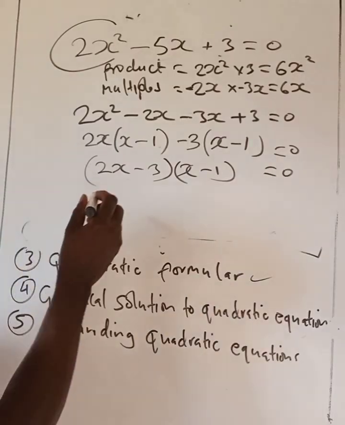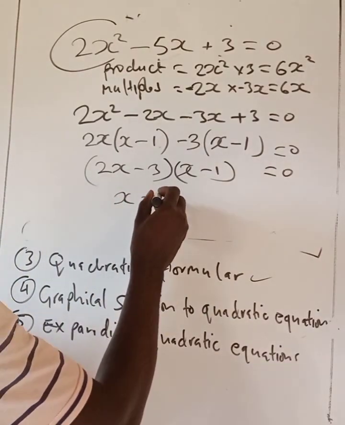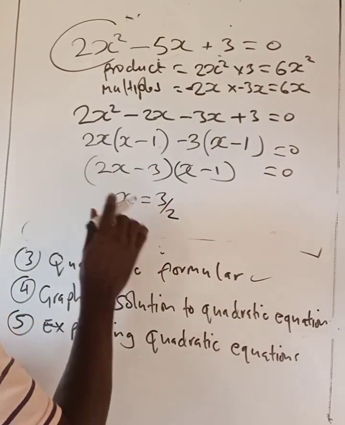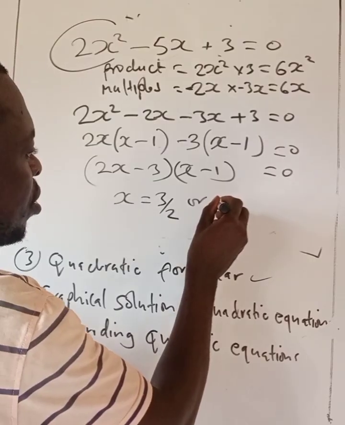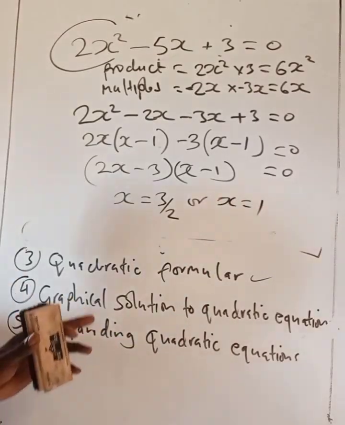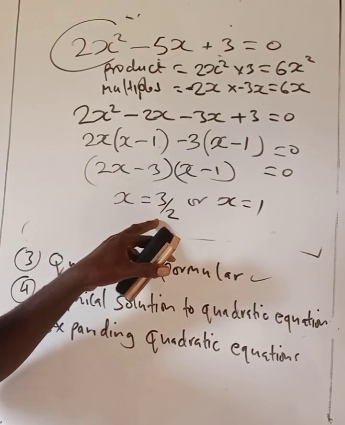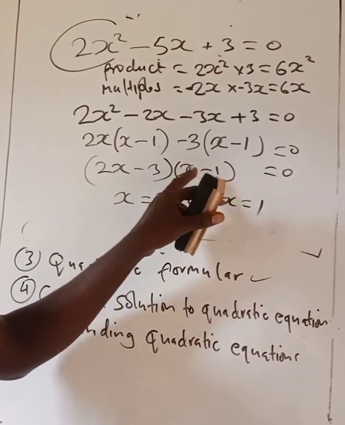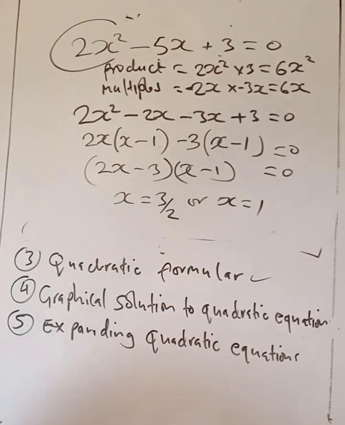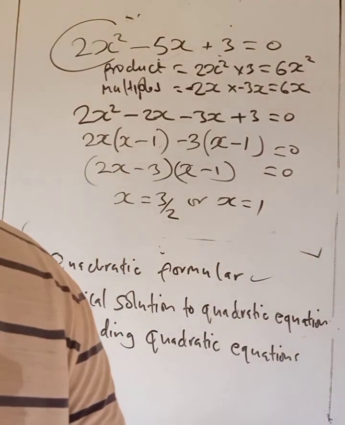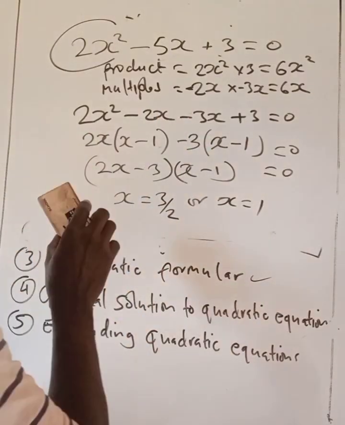This means that the value of x is either 3 divided by 2, or 1. Because 2x minus 3 is equal to 0, make x the subject of the formula, we get 3 over 2. x minus 1 is equal to 0, make x the subject of the formula, we get x is 1. That's about factorization. Now, let's look at a hint, how you can factorize quickly.